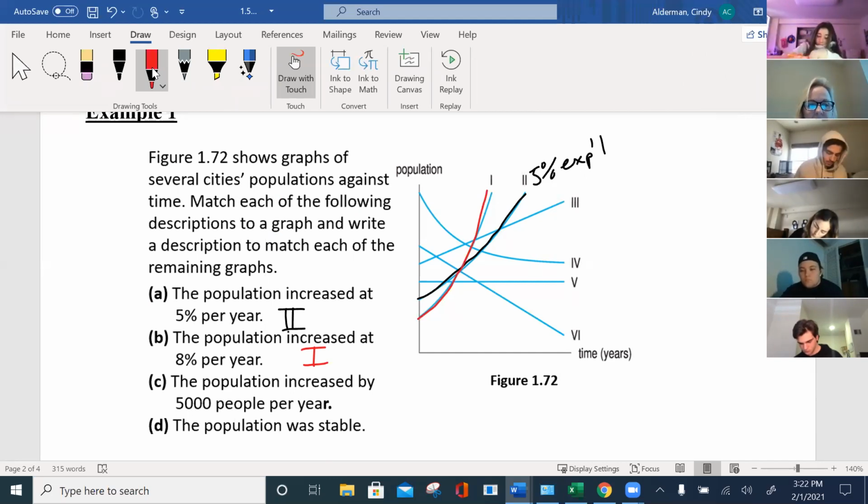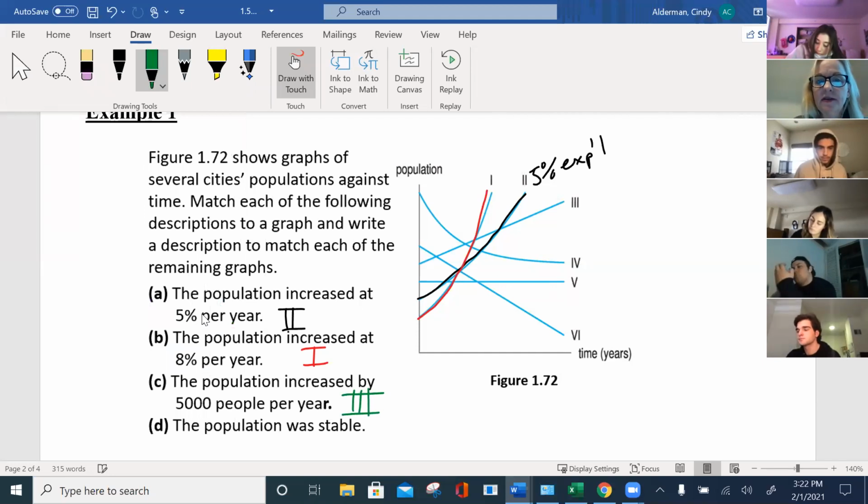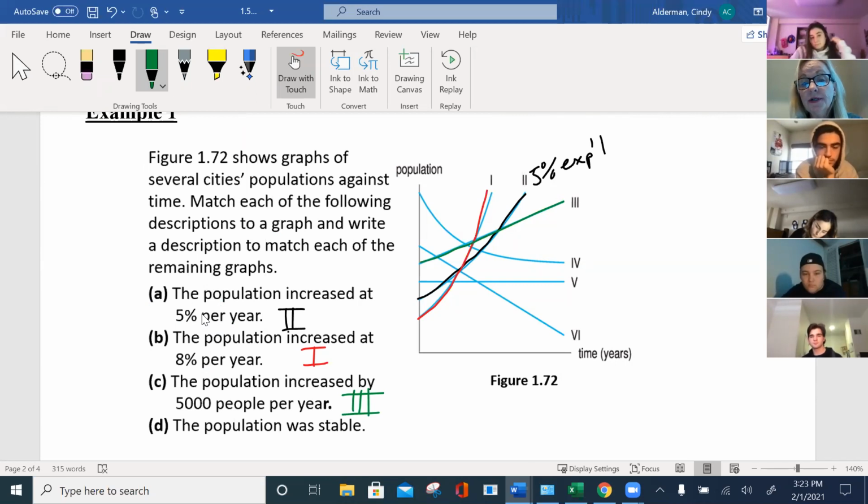Okay, so then what about C? How about somebody new? Do C for me. Would it be 3? It would be 3. So this is population increasing by $5,000 per year. Now, the only other graph that you could have chosen besides 3 that's linear would be 5 or 6. 5 is not increasing for sure, right? And 6 is decreasing. So you definitely don't want to choose that one. And which one would be the population was stable?